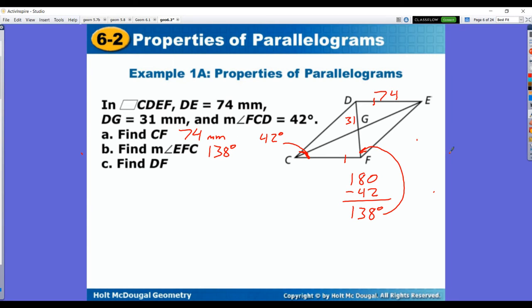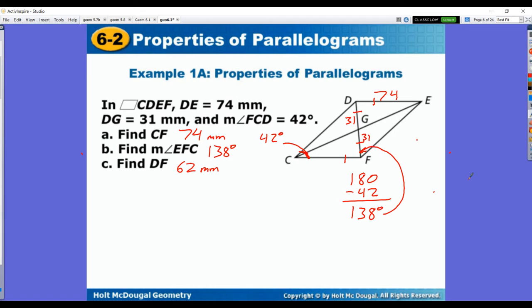138 degrees. All right, and the last thing we want to figure out is what is line segment DF. So that would be this whole entire diagonal itself. And the properties of parallelograms say that this diagonal is being bisected. So DG is going to be exactly the same as FG. All right, so both of them are going to be 31 in length. So we can add the two together, and that'll give me the complete length of DF. So we end up with 62 millimeters for DF.